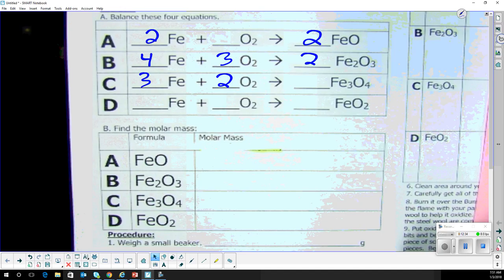On B, BA. Okay, as soon as somebody gets BA added up, would you let me know what it is? Iron is 55.845, it's number 26. Middle of the D, top of the D.